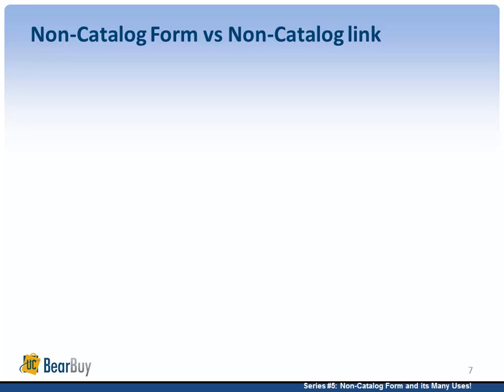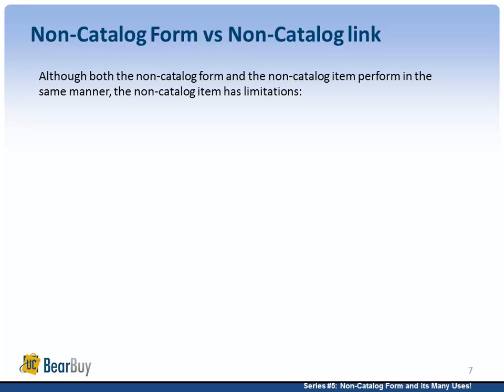Before we review the types of transactions that can go on a non-catalog form, we do want to talk about the difference between the non-catalog form and the non-catalog item link. Although both perform in the same manner, meaning that both can be used to purchase goods not found on the BearBuy catalog, the non-catalog item has certain limitations. You cannot enter any suggested supplier information on the non-catalog link. In other words, if the vendor profile has not been set up in BearBuy, you cannot enter any suggested supplier name on this non-catalog link.